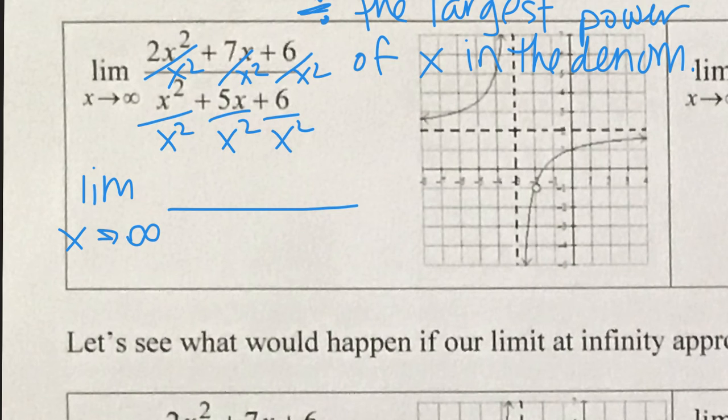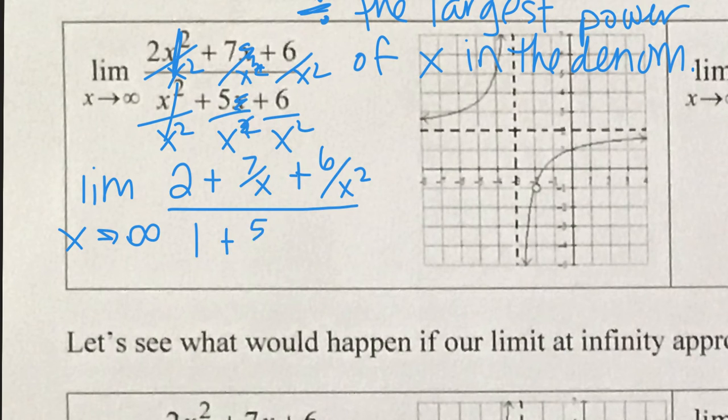So 2x squared divided by x squared is just 2. 7x divided by x squared reduces to 7 over x. 6 divided by x squared is in fact 6 over x squared. And now in our denominator, x squared divided by x squared is 1. 5x divided by x squared is 5 over x. And 6 over x squared is just 6 over x squared.